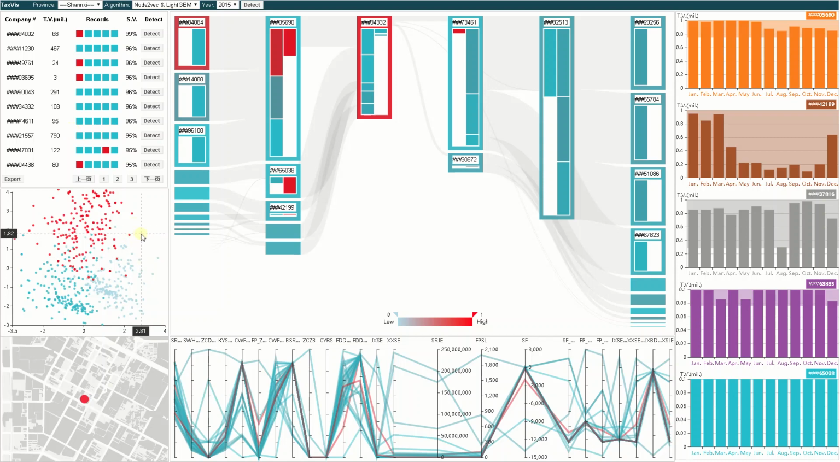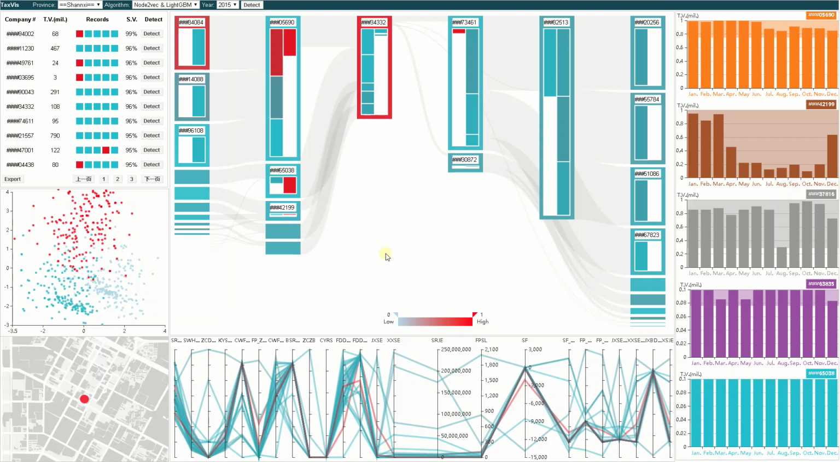In this figure, we show the performance of our individual detection algorithm. In this figure, we show the location information of the corporation. In this figure, we design a transaction flow chart. This chart shows the transaction situation of the selected corporation. The darker red indicates higher suspicious score.